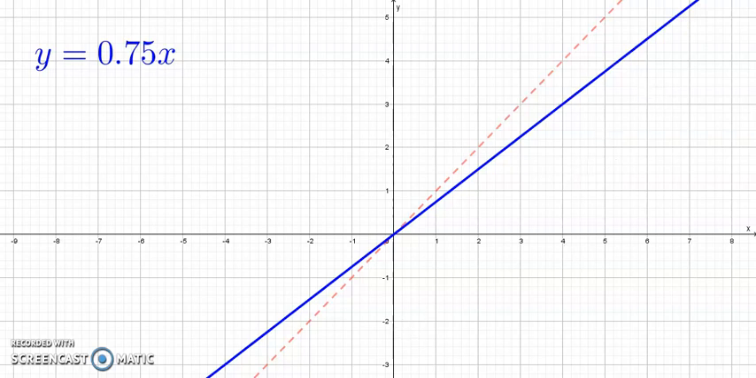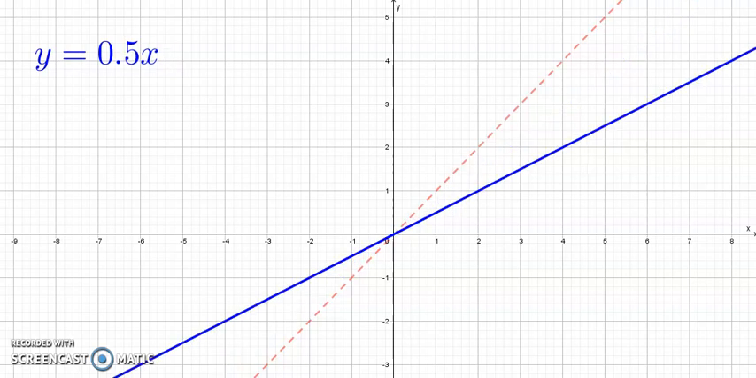And you'll see that if we decrease that even more, we're decreasing the gradient effectively. So when my output was formerly 2, my output is now 1.